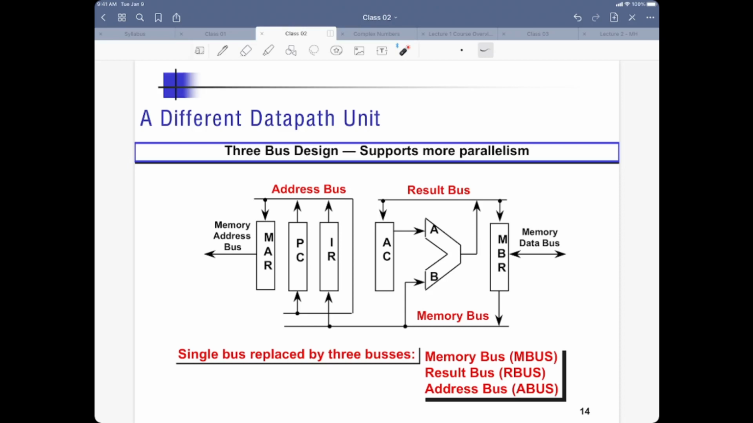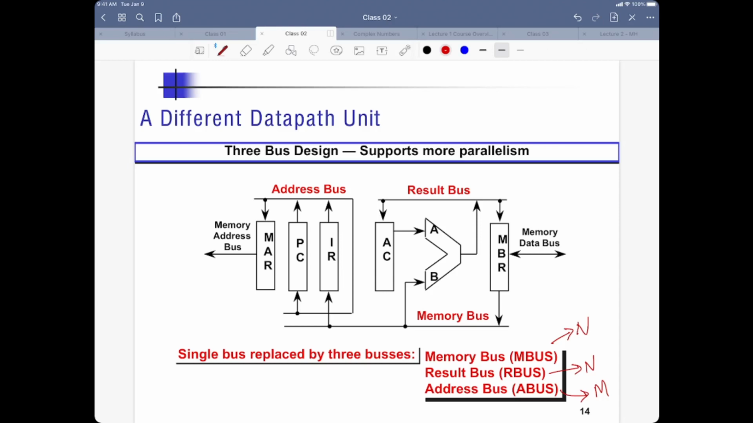Let us do this. What is the size of the memory bus? N or M? N. Result bus? Also N. Address bus? M. I like to do this as we go through. It just keeps us consistent, and by looking at this one question, what is the size, you get to understand a bit more about these buses.